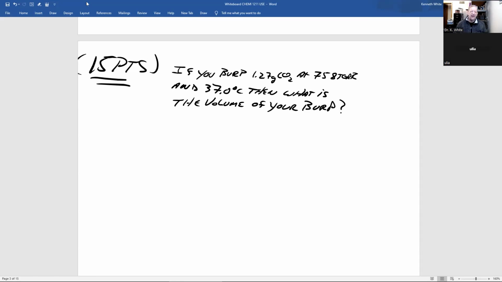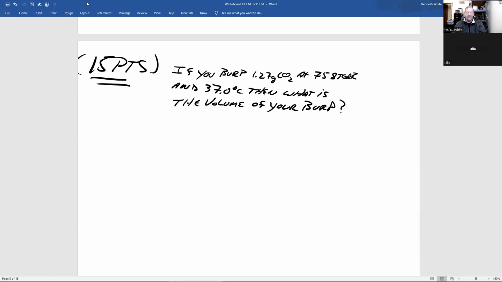And like I said, let's have fun with this. If you burp 1.27 grams of carbon dioxide at 758 torr and 37.0 degrees C, that's body temperature, what is the volume of your burp?